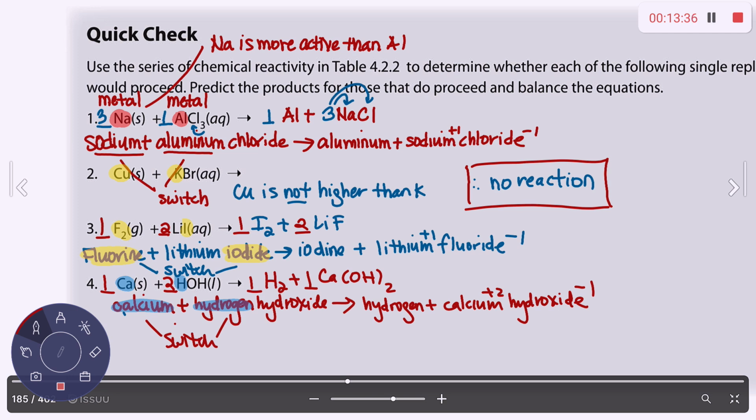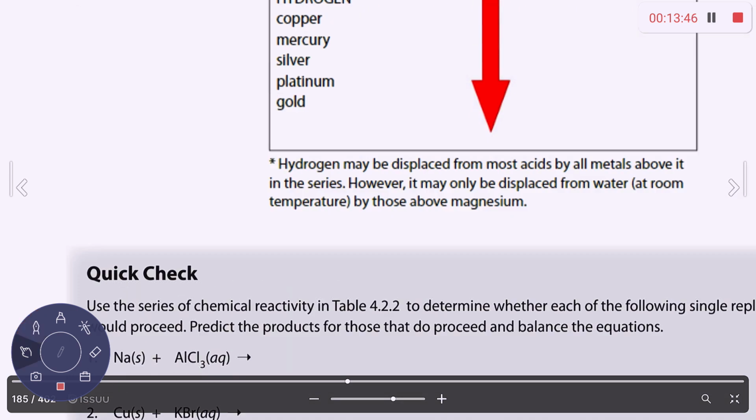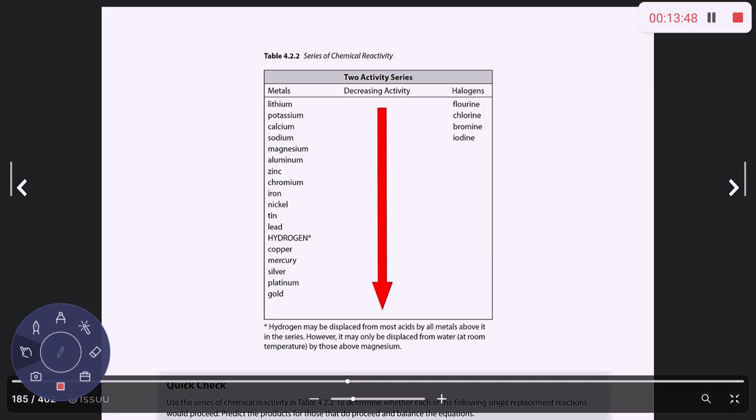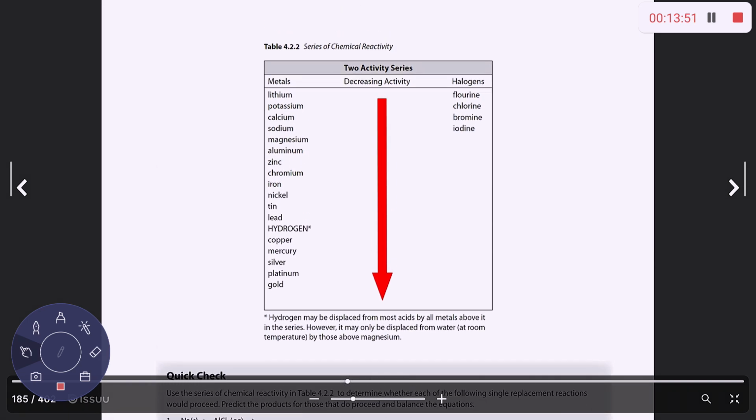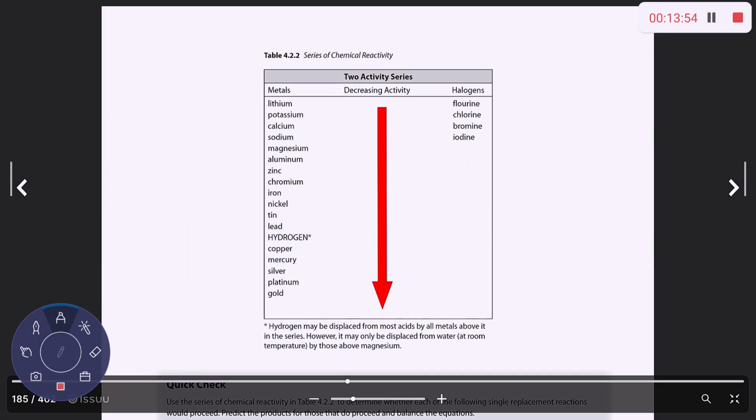Now, on that activity series, you may want to make a note of the hydrogen. Can I move this up? Can I go to the top here? So the hydrogen on this activity series is in capital letters because if you put a metal into an acid, the metal should be above the hydrogen. So this is for acids. The metals that are above the hydrogen will replace the hydrogen in the acid during single replacement reactions. Does that make sense?